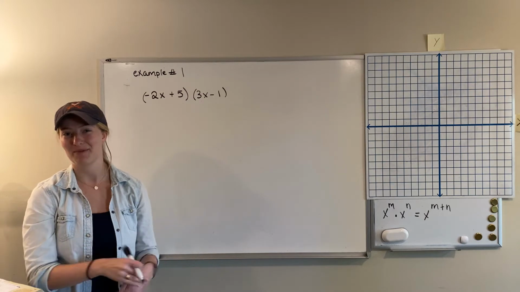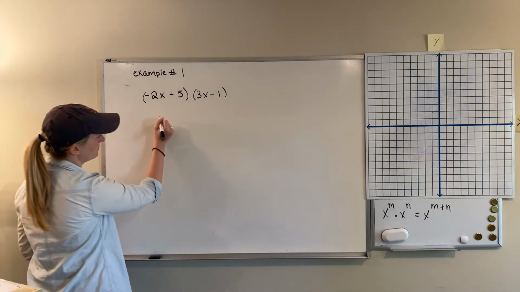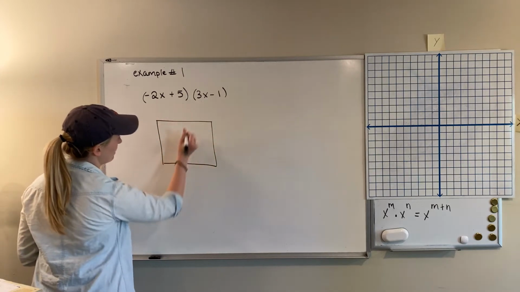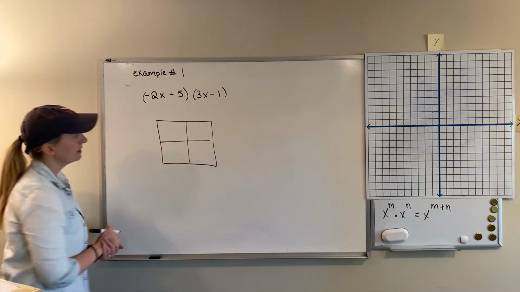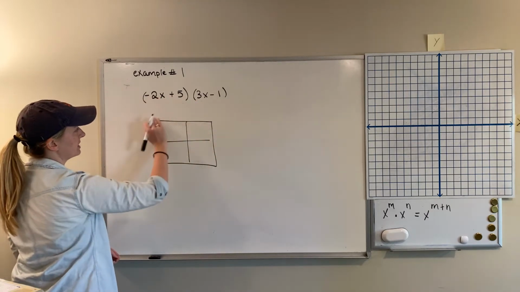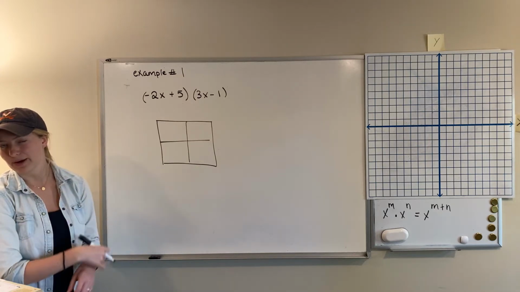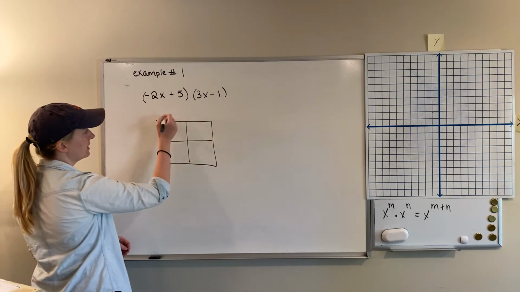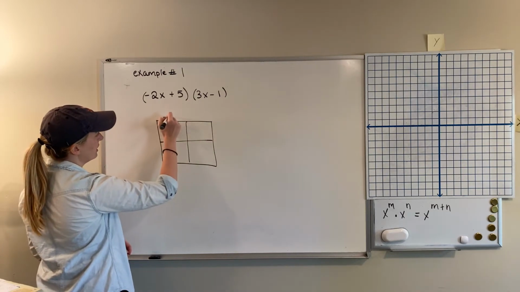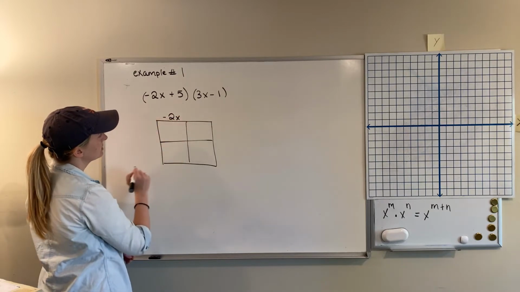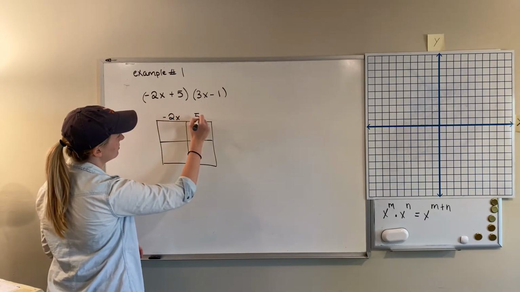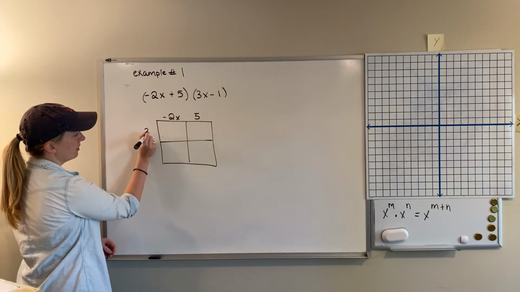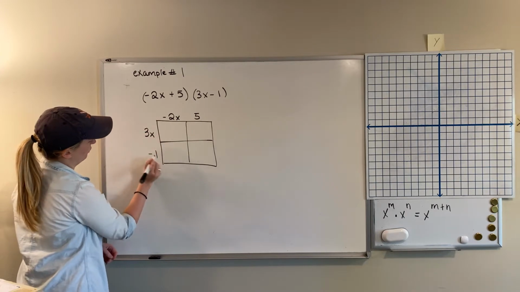As the name implies, if we're using the box method, you better believe you need a box. So draw out a 4-chambered box, just a box that you then divide into fourths, like that. You're going to write your first expression on the top, your second expression down the side. It doesn't actually matter where you put it, but one has to go on top, one has to go on the side. So we're going to put the first expression on the top, each term over top of its own box, so negative 2x, 5. I'm going to rewrite my second expression down the side, 3x and a negative 1.